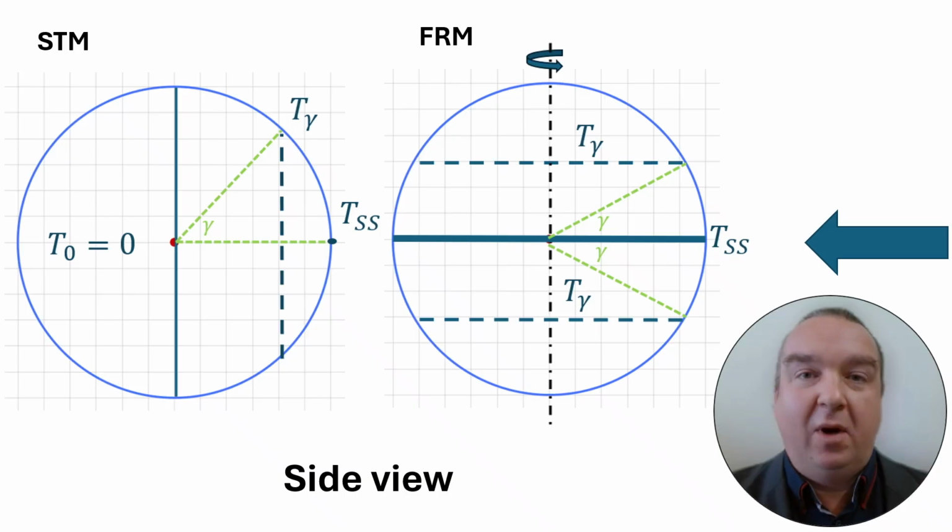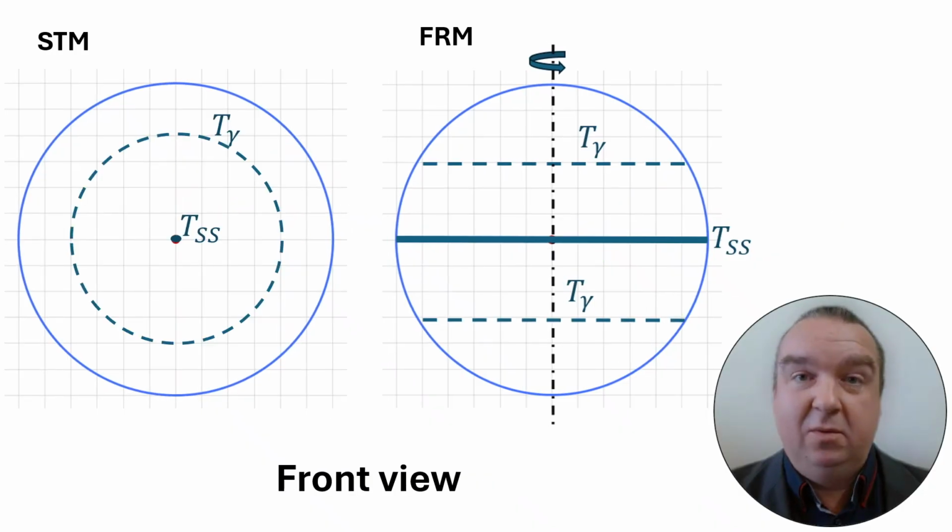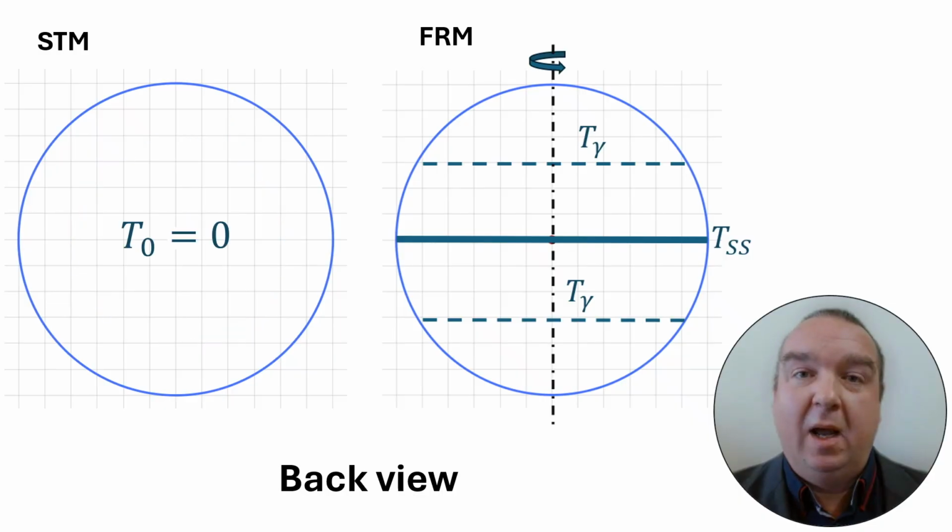Meanwhile, during the travel to the Moon, we have time to think about the night side of the sphere. For a repeat, I show you the side view of the standard temperature model and the fast rotating model, the front view of these models, and the back view of these models. As you can see, the fast rotating model looks the same from all these three directions.